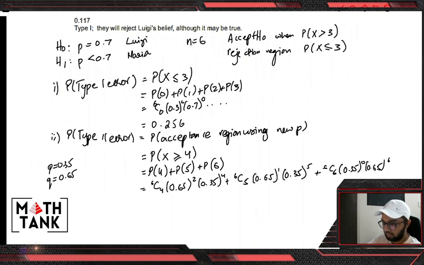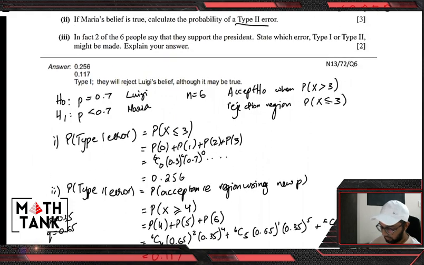Okay, let's see. 0.35. So I'm getting 0.1174, which is 11.7%. So that's the probability of a type 2 error.